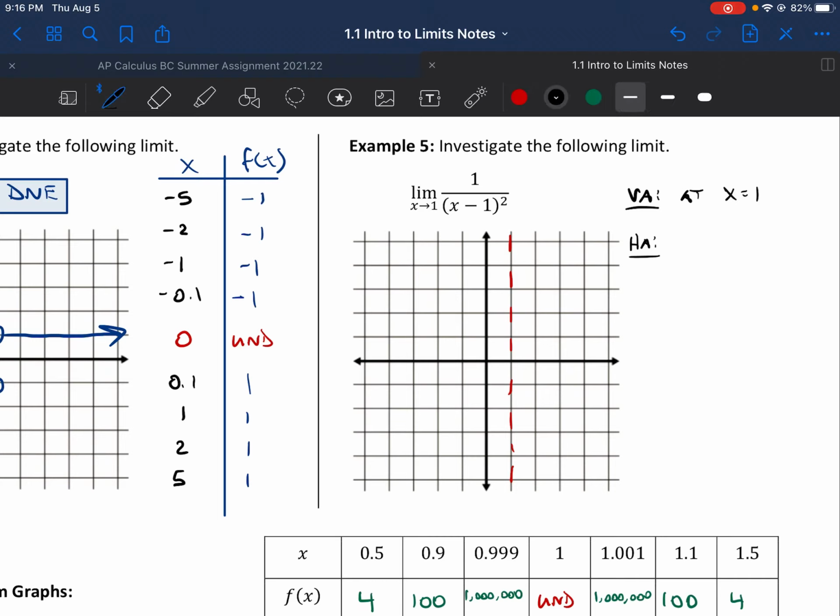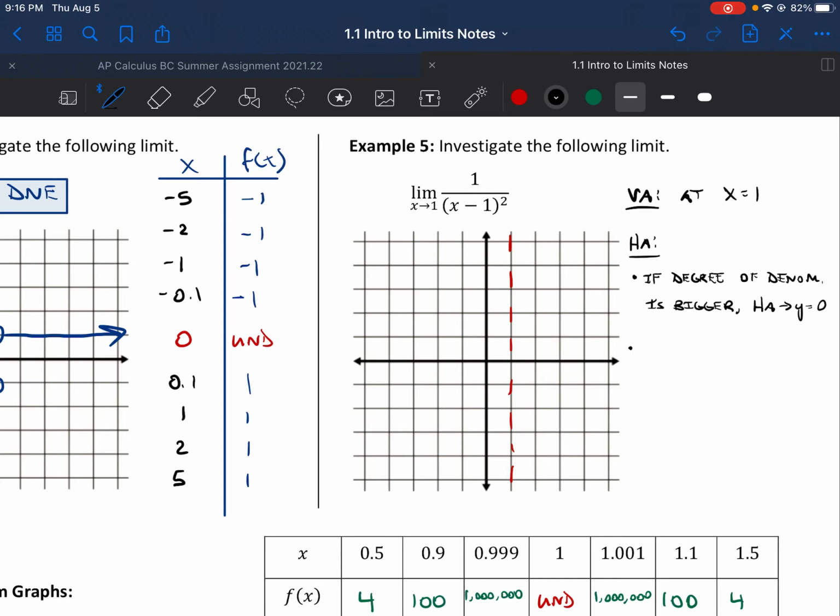I'm going to go ahead and write this down. I encourage you to write this down as well. Let's do the denominator first. If the degree of the denominator is bigger than the numerator, then you will always have a horizontal asymptote at y equals 0. Let me make that a little clearer: HA, horizontal asymptote, at y equals 0.